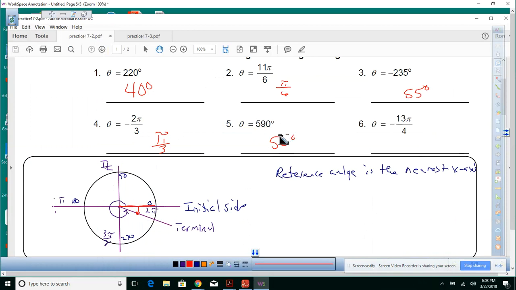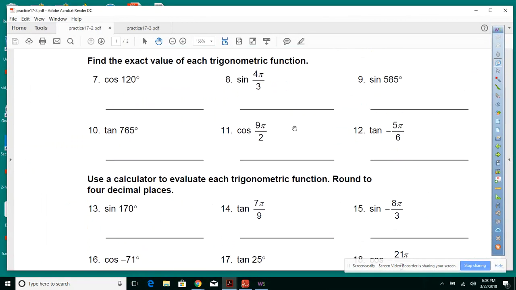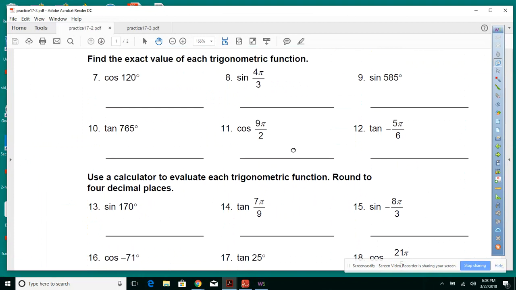50 degrees. And then negative 13 pi over 4. You try that one there, and when you get back, I'll give you the answer. All right, I got pi over 4. Good job. Find the exact value of each trigonometric function.